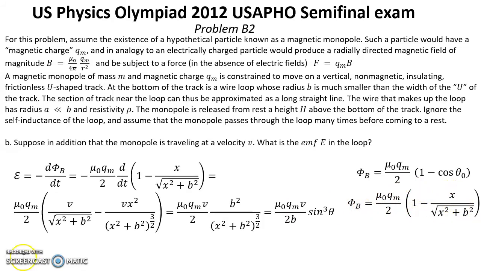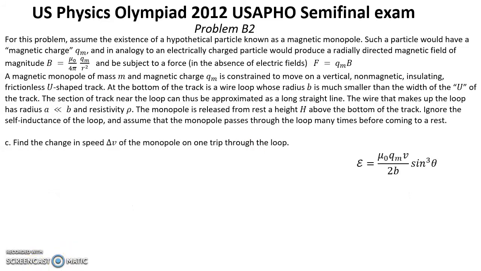And finally for EMF we have this expression, which we can turn to this one, μ0 q_m v over 2b multiplied by sine cubed theta. That's the answer for question B. Question C. Find the change in the speed, delta v, of the monopole on one trip through the loop.